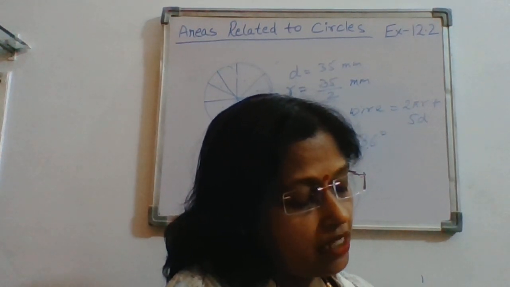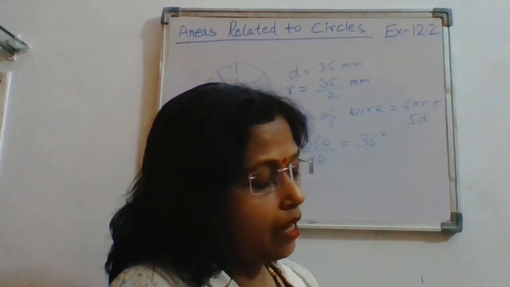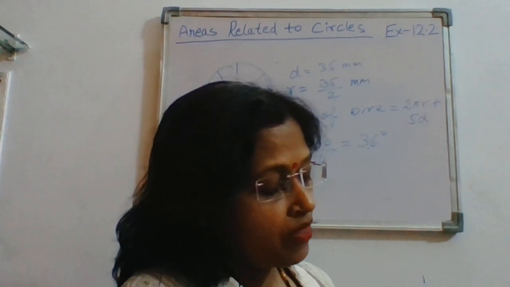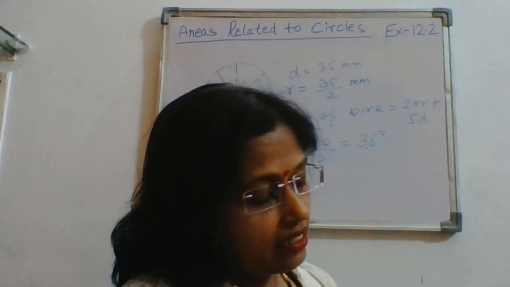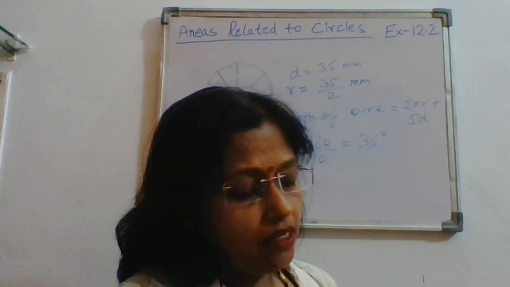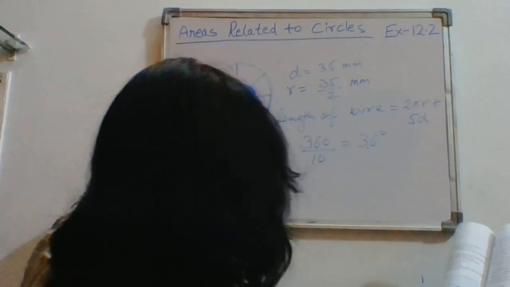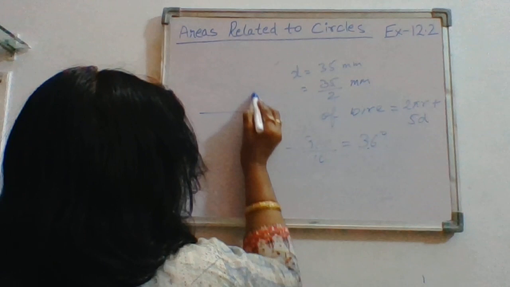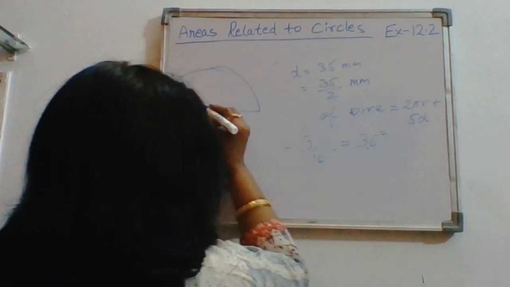And similarly, see question number 11 now. A car has two wipers which do not overlap. Each wiper has a blade of length 25 centimeters sweeping through an angle of 115 degree. Find the total area cleaned at each sweep of the blades. Okay. Now a car wiper, it does not overlap and the blade's length is 25 centimeter. This is the blade and it can sweep to an angle of 115 degree.